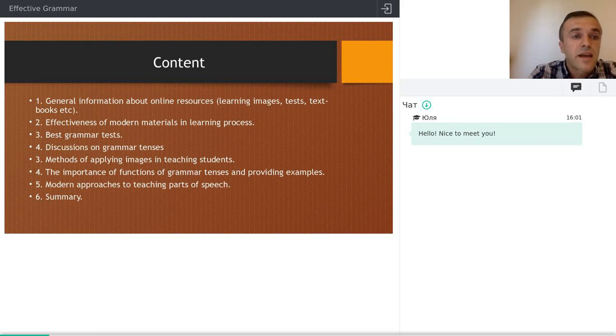So secondly, effectiveness of modern materials in a learning process. I will present to you different materials and how to apply them in class. Also, I will give you the best grammar tests. It's mainly Oxford editions. Then we'll move on to discussions on grammar tenses, and mainly I'm a fan of ESL discussions.